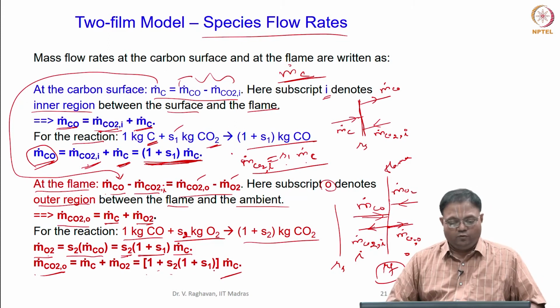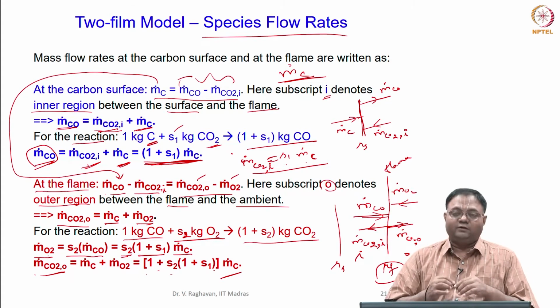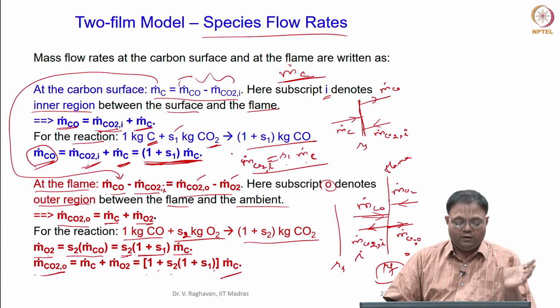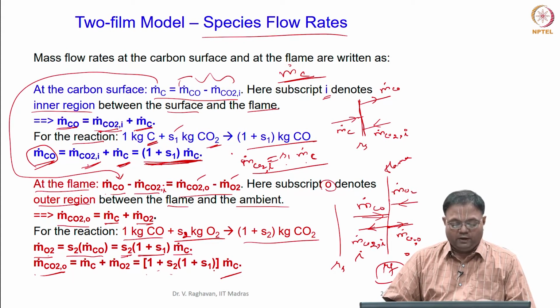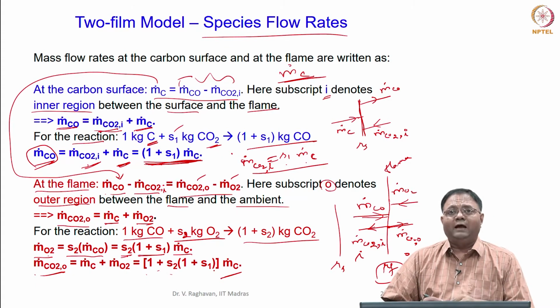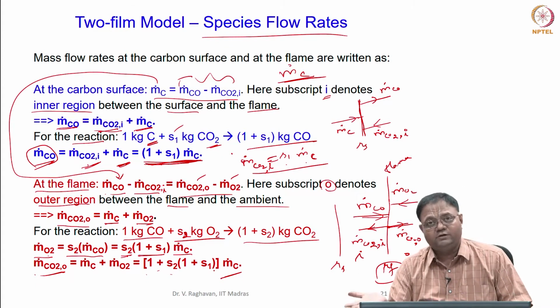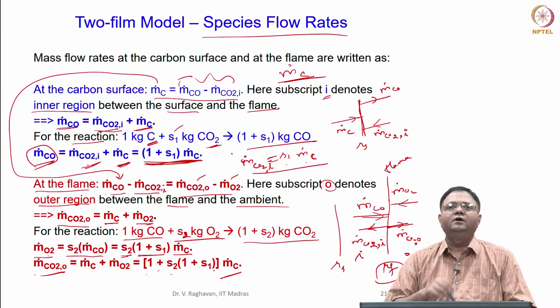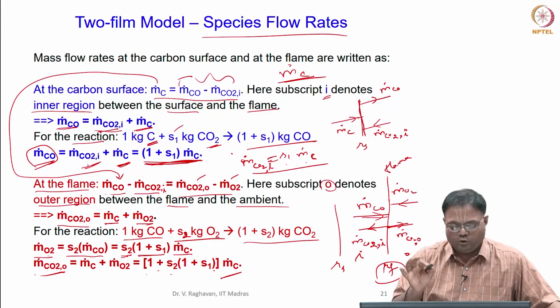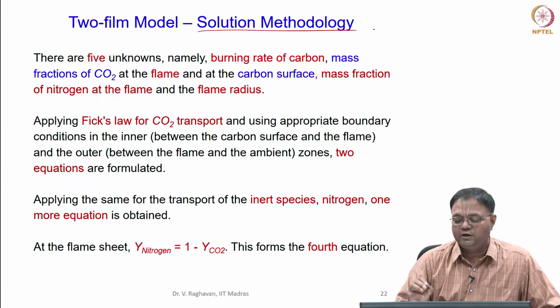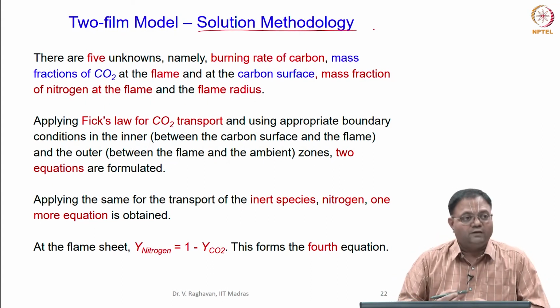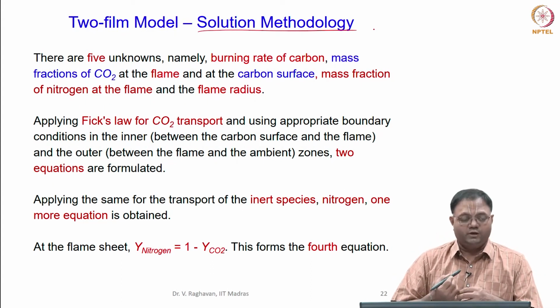That is it. When I do this, it means that I need to solve for only one species, CO2, and that is enough for me. Then I can write everything in terms of this. So let us take CO2, and I can solve the CO2 in the inner region and outer region and formulate the problem. I am not going to solve it here. The solution methodology is outlined as follows.